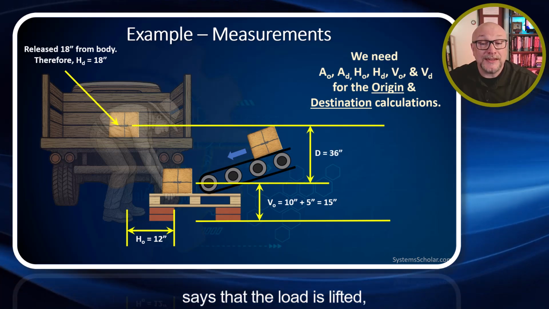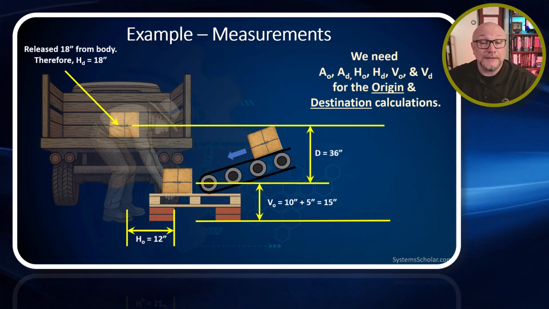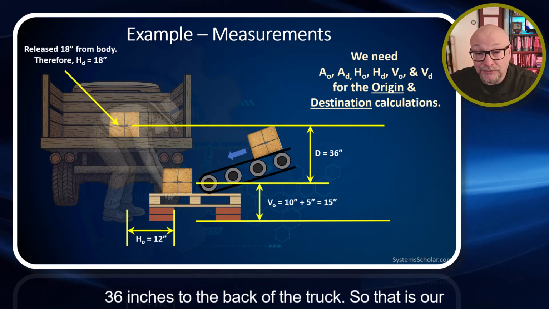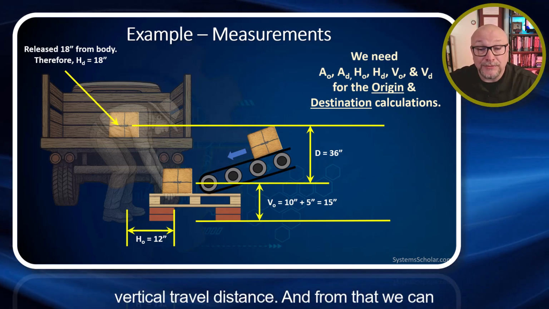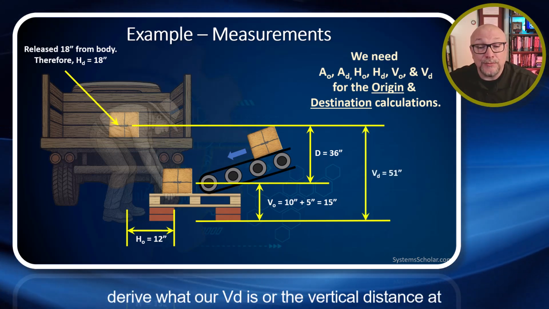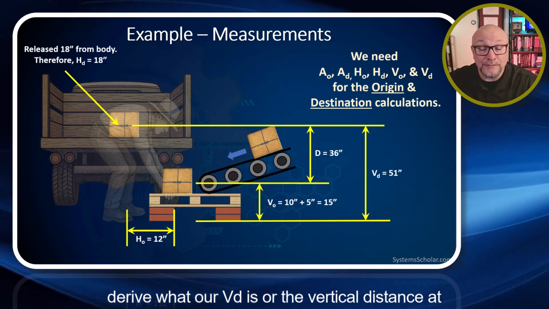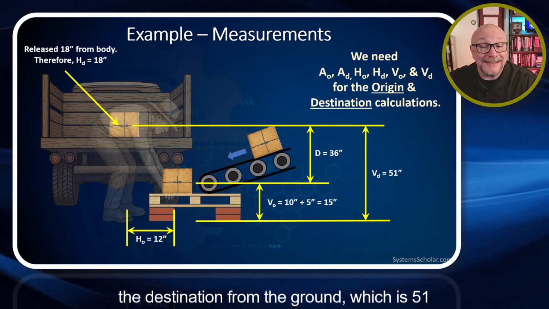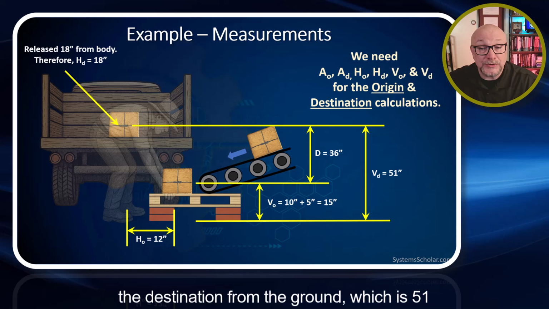Then our problem says that the load is lifted 36 inches to the back of the truck. So that is our vertical travel distance. And from that, we can derive what our V sub D is, or the vertical distance at the destination from the ground, which is 51 inches.